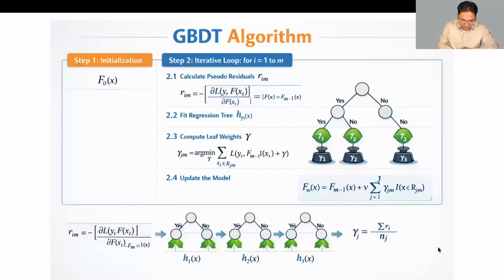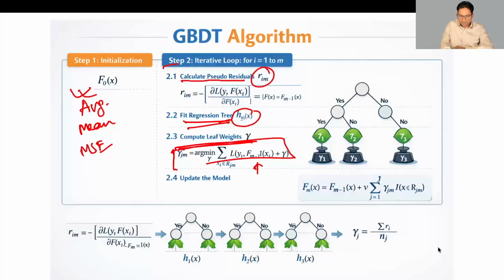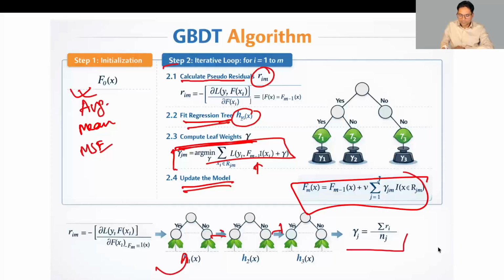So this is what I have seen. This is initially your average model or mean model for MSE. So we'll calculate the iterative, this is initialization, and then step 2, iterative loop. So calculate pseudo residuals r_im, then fit the regression tree h_m(x), compute the leaf weights, each one has a formula. I'll tell, and then update the model using this formula, and then we combine all the trees, and your gamma for j is given by the average residual for that node or leaf.